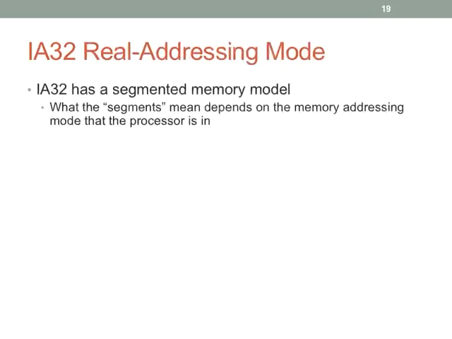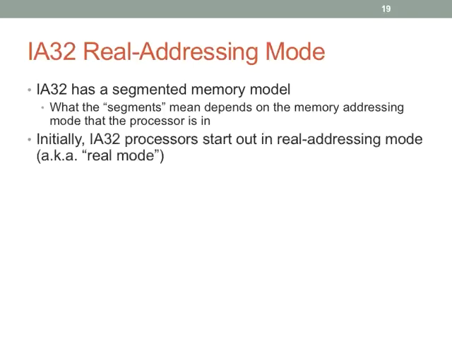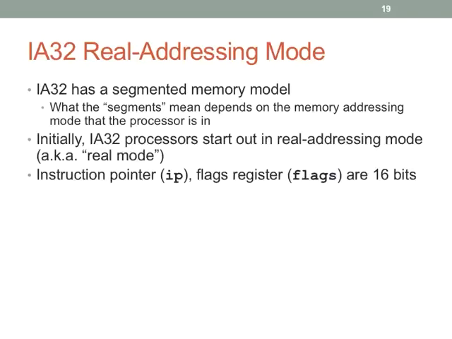Okay, so IA32 has a segmented memory model, and what this really means is that we divide memory into regions. They just happen to be named segments. Okay? And what this region is, or how regions are managed, is dictated by the memory addressing mode. And so real addressing mode is very simple. We have only 16-bit registers, which is not entirely true. I'll mention that in a second.